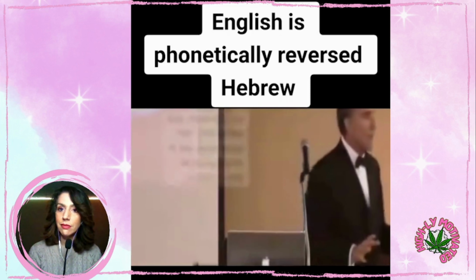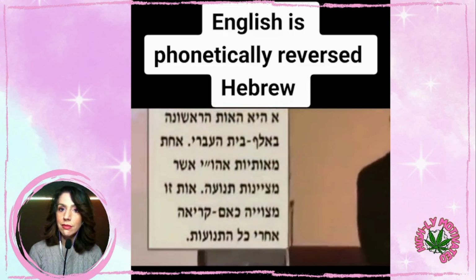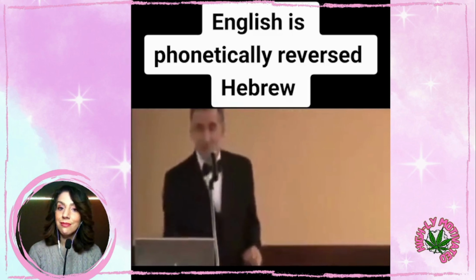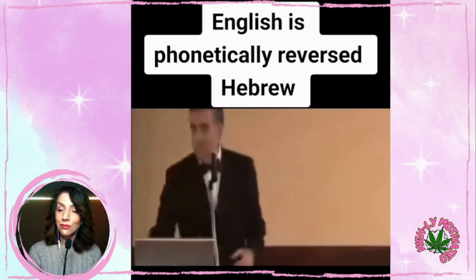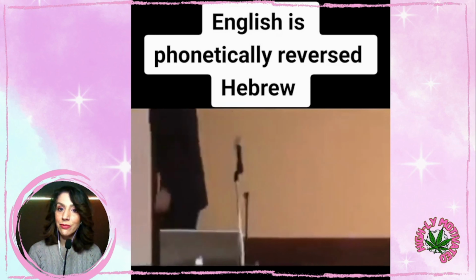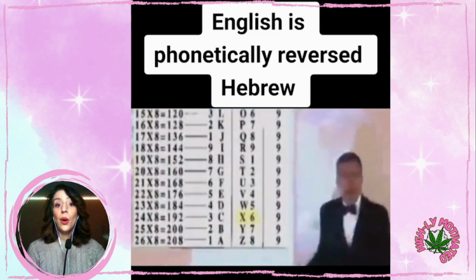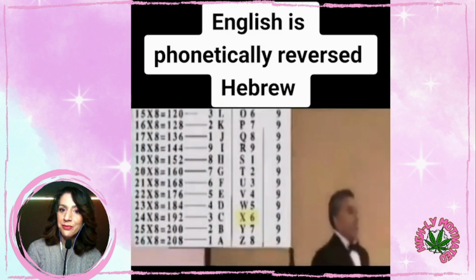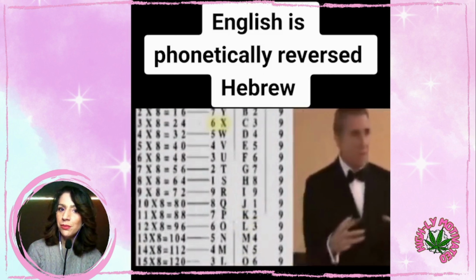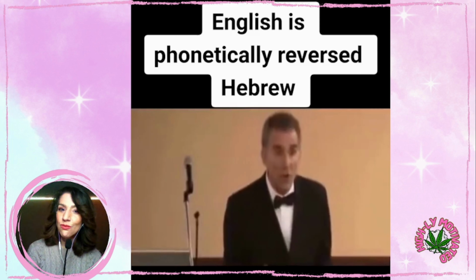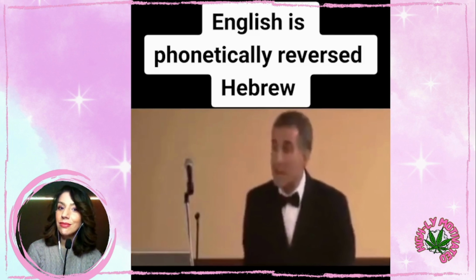You read Hebrew from right to left. You read English from left to right. Flipped. Reversal. Now, this is absolutely certain. I showed you, for example, that X's are 6's. Well, now we know what is behind Elon wanting to rename Twitter. X's are 6's. This truth is infiltrated into our culture by design, not mistake.